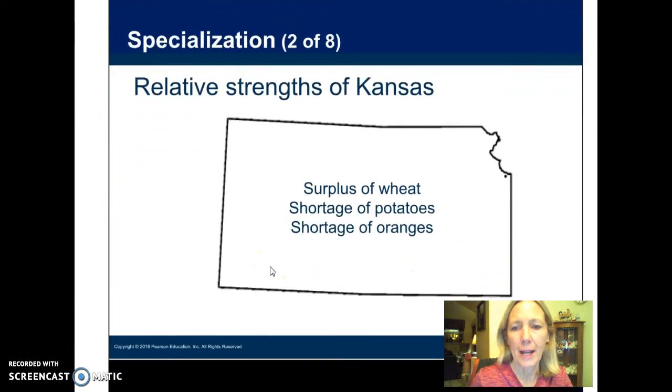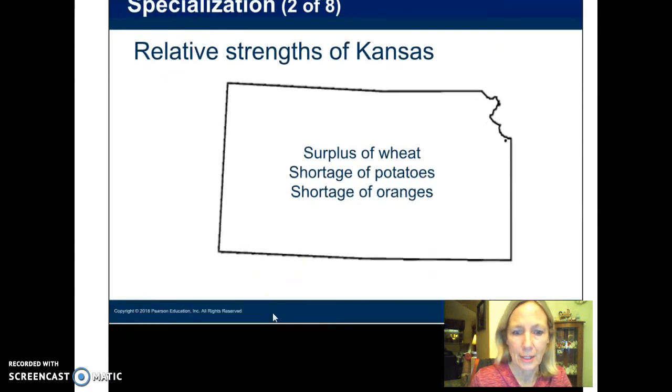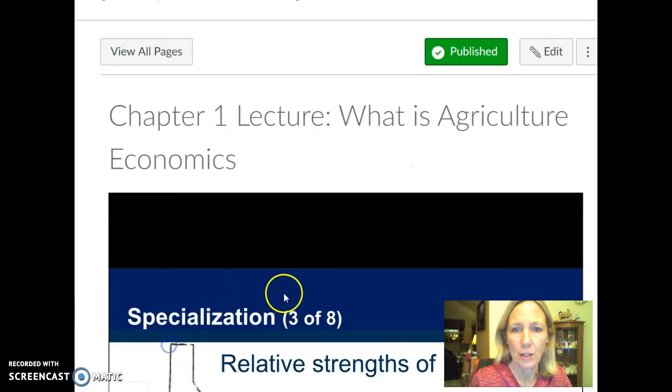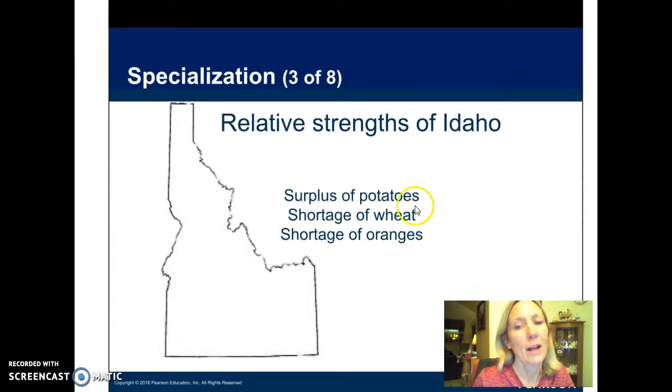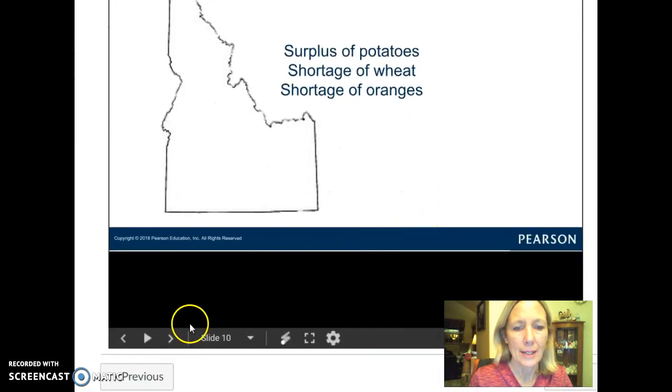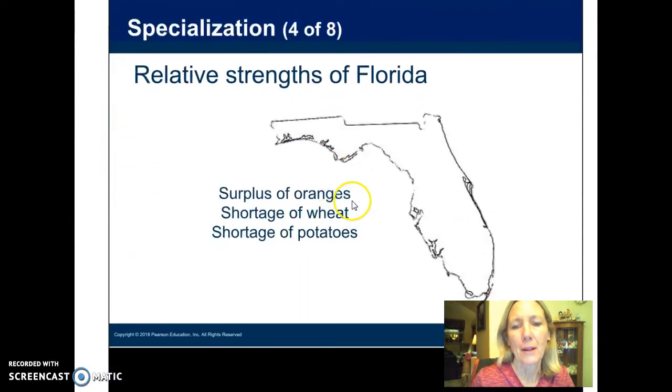So here's an example of Kansas. Kansas has a surplus of wheat, a shortage of potatoes, and a shortage of oranges. And then if we move on to Idaho, it has too many potatoes, but a shortage of wheat and a shortage of oranges. So you can start to imagine, if Idaho specializes in potatoes and Kansas specializes in wheat, what do you think the next state is going to be? Aha, it's Florida. And Florida has a surplus of oranges.